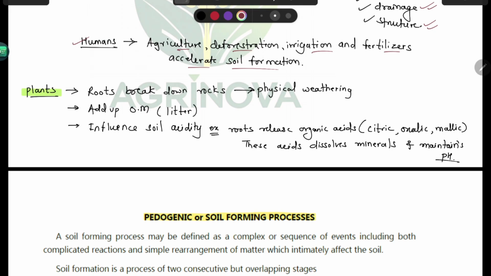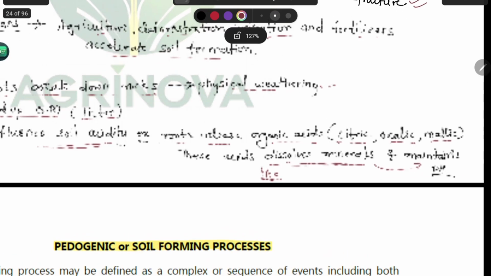We have seen this in the part 1 video, so I am not explaining it in detail. Next, the plant: through the root, the root breaks down rocks through physical weathering. I have shown this and explained it with the image. The next, the plant also helps in adding organic matter like litter and also influences soil acidity. For example, roots release organic acids like citric acid, oxalic acid, and malic acid. So these acids help in dissolving minerals in the presence of water. So these minerals get dissolved and the pH is maintained, which leads to soil formation.